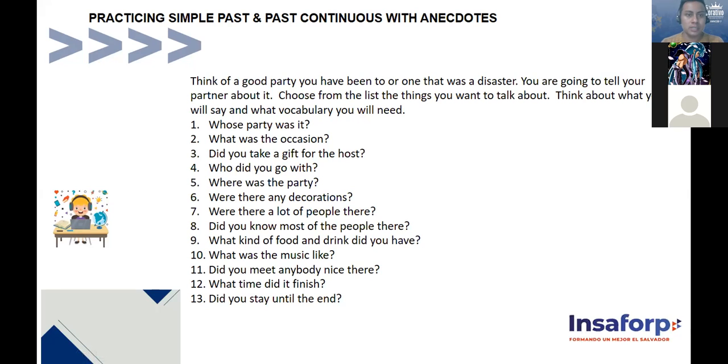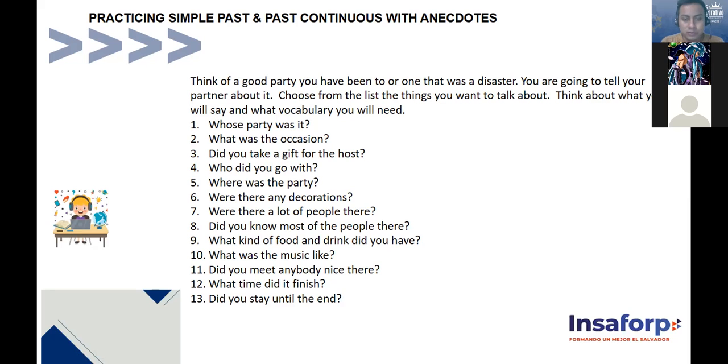Whose party was it? What was the occasion? Did you take a gift for the host? Who did you go with? Where was the party? Were there any decorations? Were there a lot of people there? Did you know most of the people there? What kind of food and drink did you have? What was the music like? Did you meet anybody nice there? What time did it finish? And you said until the end. So we have 13 questions here for you to start talking as much as possible.